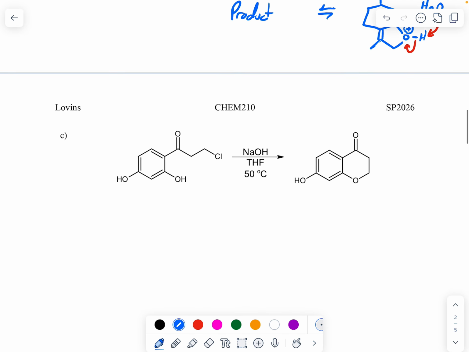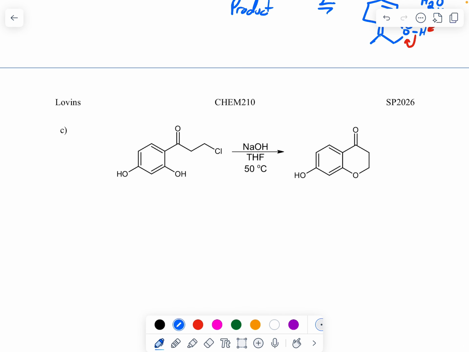Let's move on to one that is a little different from this, because this time we're no longer in something like acidic conditions. We have sodium hydroxide and THF in the example of this reaction here. The other thing that you'll notice is that we are once again forming a ring. So to no one's surprise, this is another intramolecular substitution.